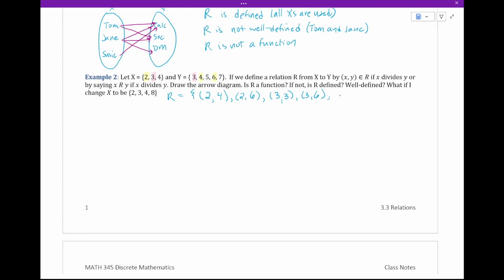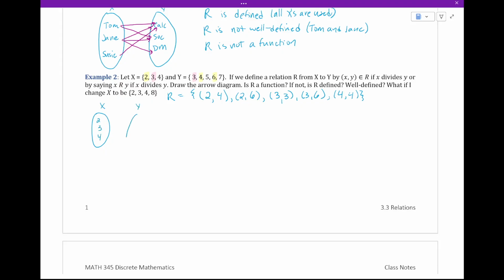And then 4 only divides itself. And then that's it. All right, so now that I have my ordered pairs all written out, it'll be a little bit easier to draw my arrow diagram. Here's x: 2, 3, 4.